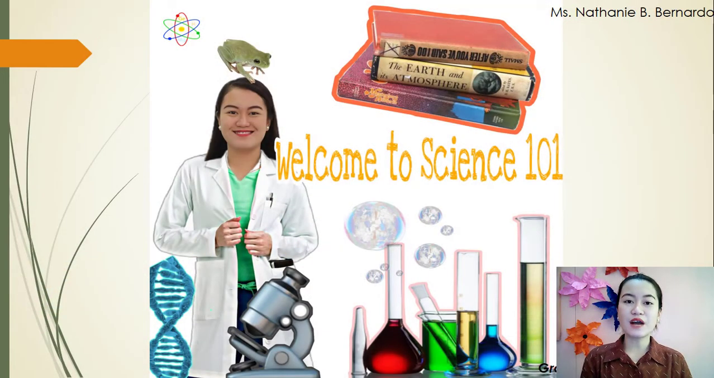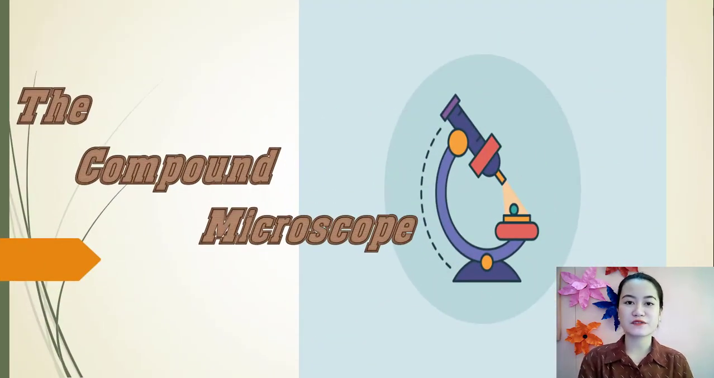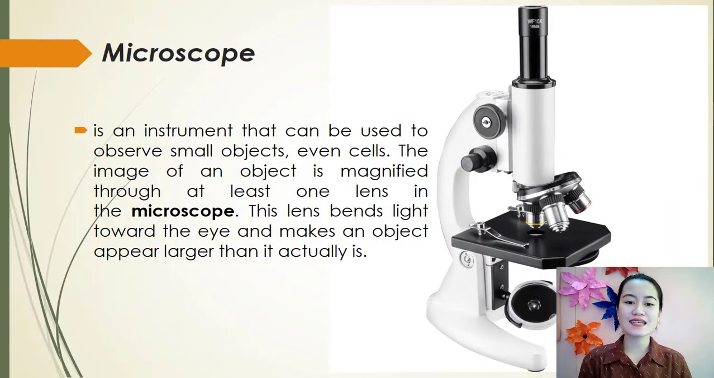Okay, class? So now let us proceed to our topic, the compound microscope. First, let us define what a microscope is. A microscope is an instrument that can be used to observe small objects, even cells. The image of an object is magnified through at least one lens in the microscope. This lens bends light toward the eye and makes an object appear larger than it actually is.